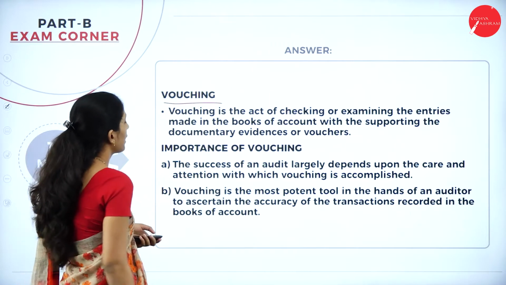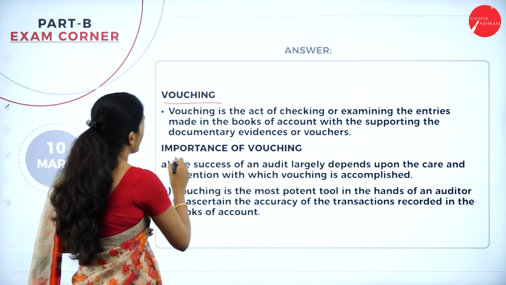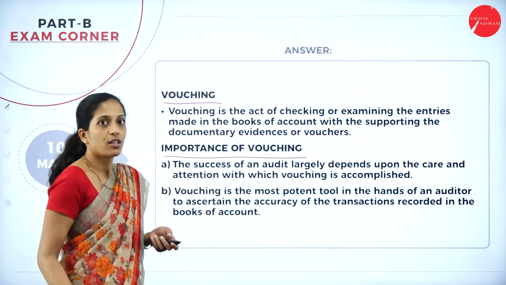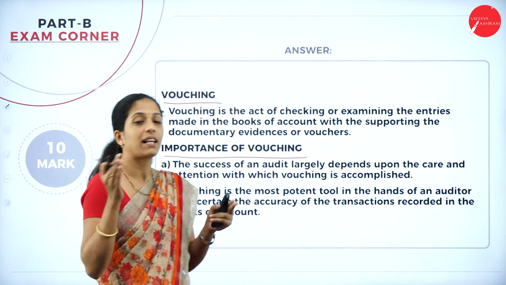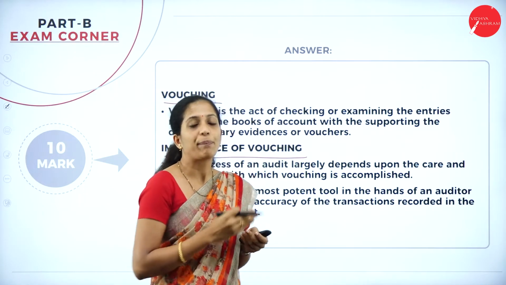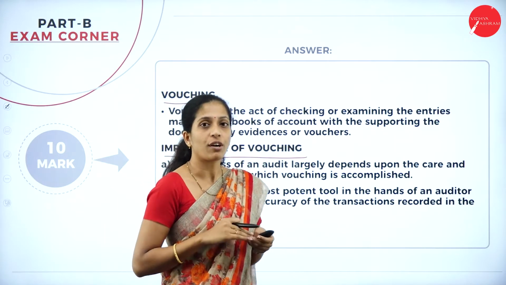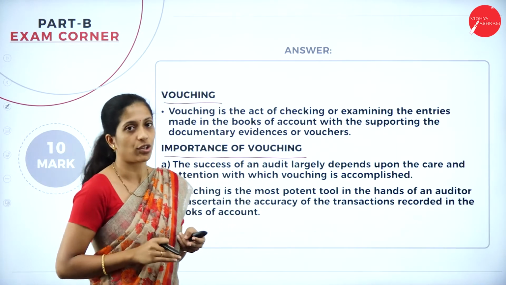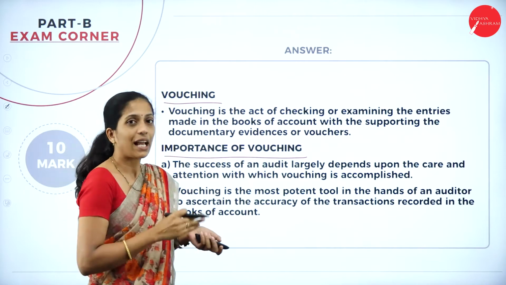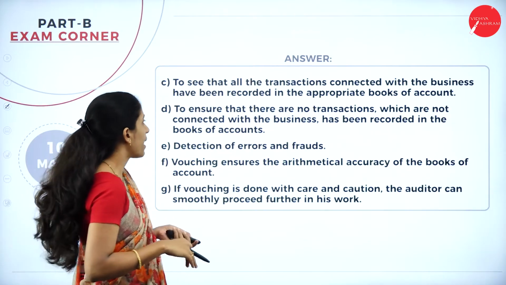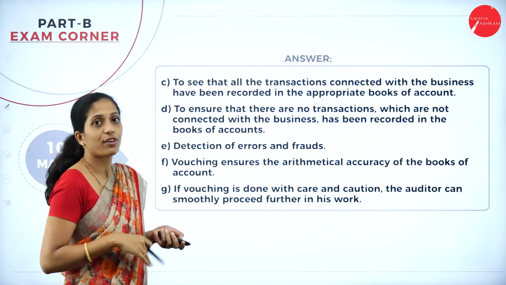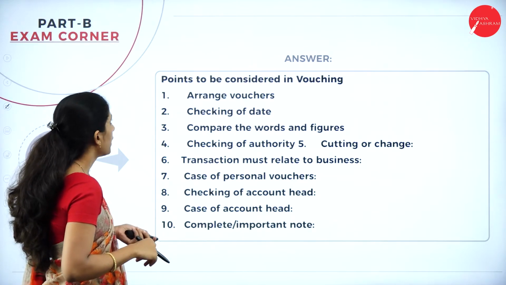First you will write the meaning of vouching. Next, what is the importance of vouching? Normally for 10 marks they will combine the question. For example, here also they have asked what is vouching, then what is the importance of vouching. So here there will be 2 questions. This can be written for 10 marks, where you have to write a number of importance points of vouching.